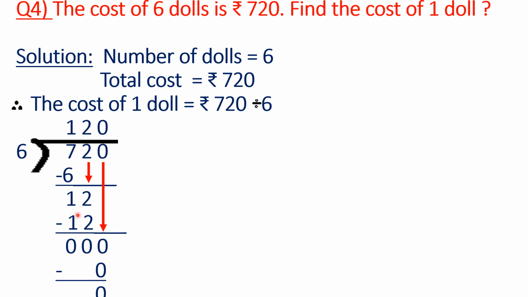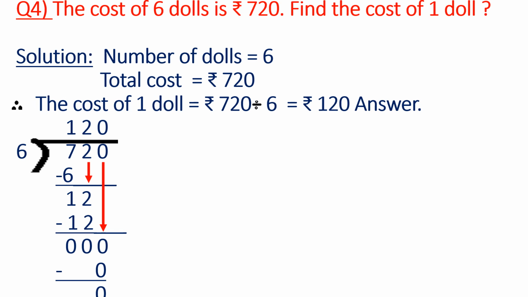Okay. Now you subtract. 12 minus 12 is 0. Now you copy this digit 0. Now in the 6 table, you need to get 0. So in the 6 table, definitely we will apply 0, na? 6 zeros are 0. So our answer, our quotient, is rupees 120. Because no more digits are there, the division stops. So your cost is rupees 120. So 1 doll will cost 120. Okay.